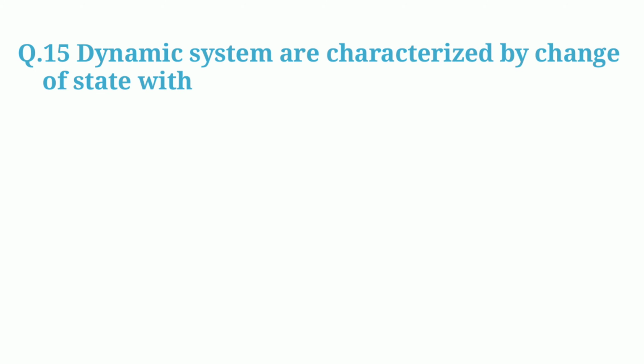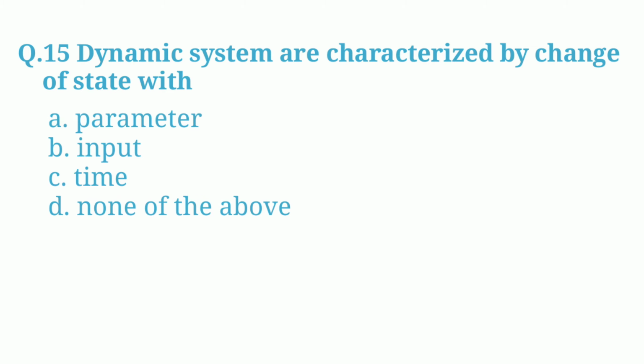Question 15. Dynamic systems are characterized by change of state with A. Parameter, B. Input, C. Time, D. None of the above. And the answer is time.